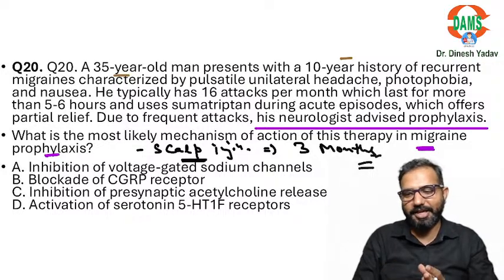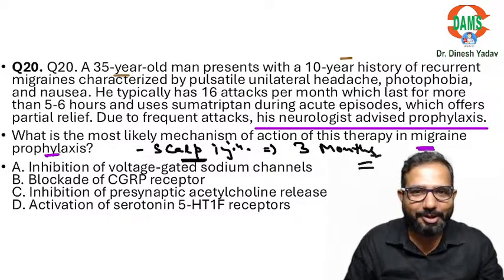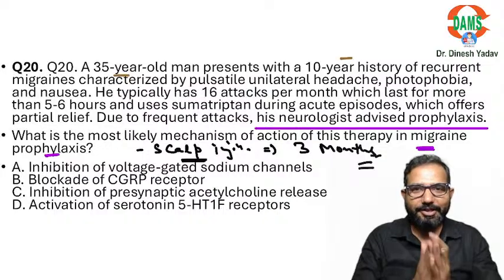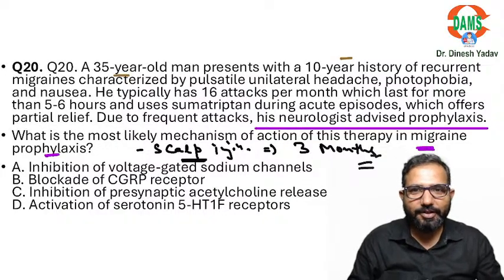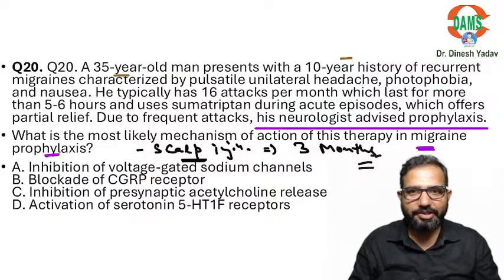Now tell me the mechanism of action. Sorry, the question is not complete. So sorry guys, excuse me. So tell me guys, what is the answer now? Scalp injection, 3 monthly injection. What is the most likely mechanism?